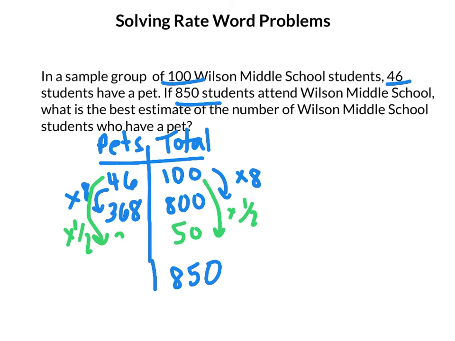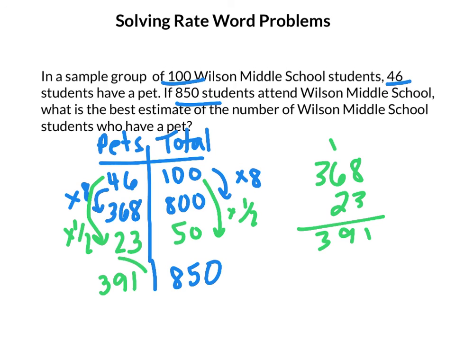of 46, which is 23. And then I can add the 800 and the 50 together. So 368 plus 23 is going to be 391. So there are 391 students who have a pet in the whole school.